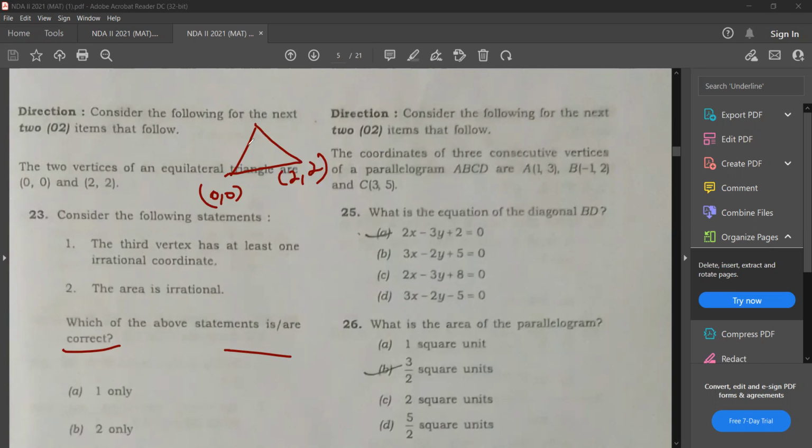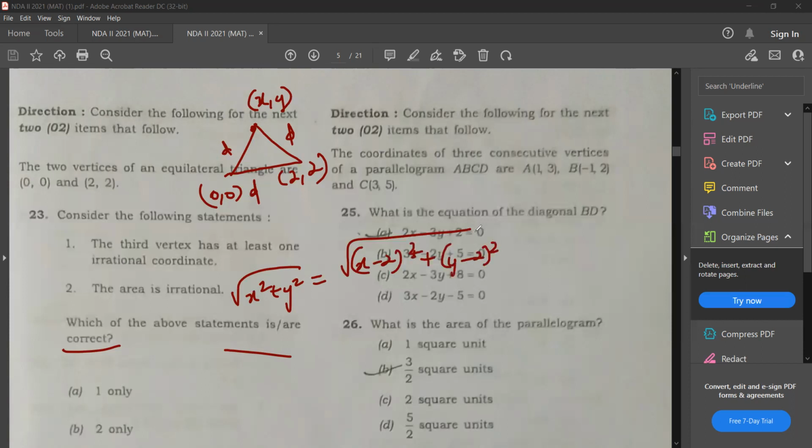Okay, so the third vertex you can find using the distance formula, isn't it? Because this distance is equal to this distance, which is equal to this distance. So if you put this as some x comma y, then the distance from the origin is root of x square plus y square, and the distance from the other point, if you apply the distance formula, is root of (x minus 2) the whole square plus (y minus 2) the whole square.